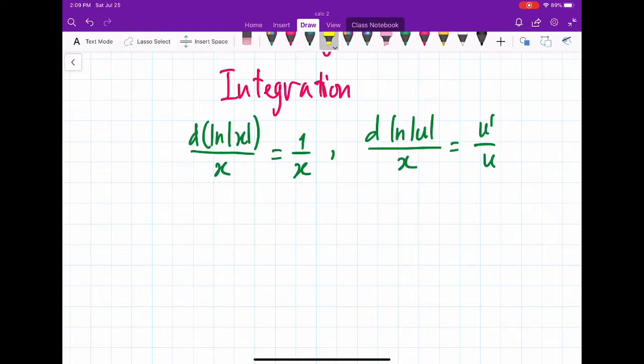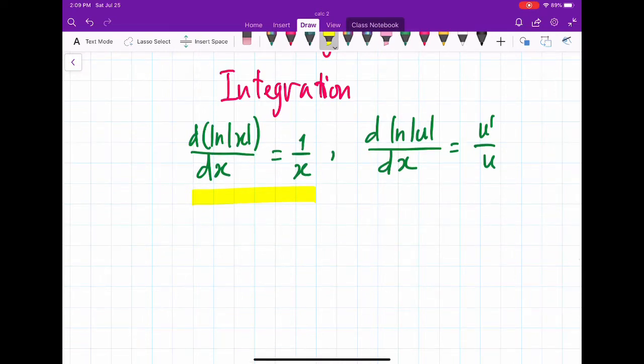The derivative of ln of absolute of x with respect to x is equal to 1 over x. And the derivative of ln of some function u is just u prime over u. It's the chain rule, right? The chain rule in here.